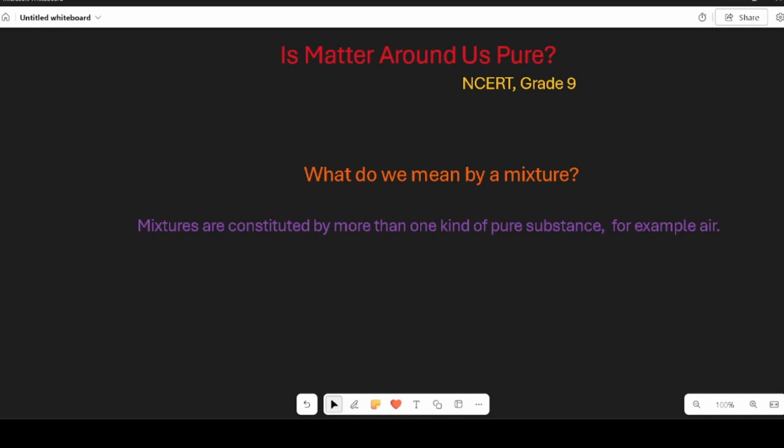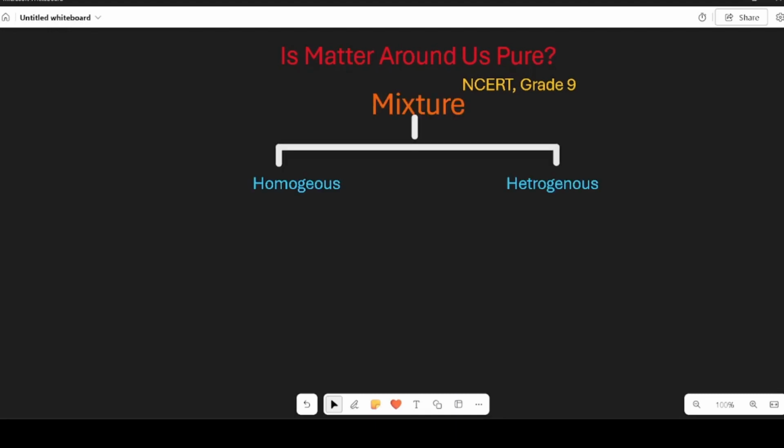Next, we'll move on to types of mixtures. So we can say that there are two types of mixtures: homogeneous mixtures and heterogeneous mixtures. Homogeneous mixtures are mixtures which have a uniform composition throughout. So for example, water containing copper sulfate could be an example of a homogeneous mixture or homogeneous solution, because it has the same constituents throughout. Now let's talk about heterogeneous mixtures.